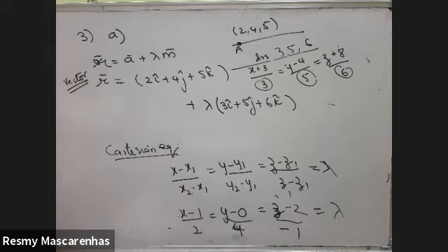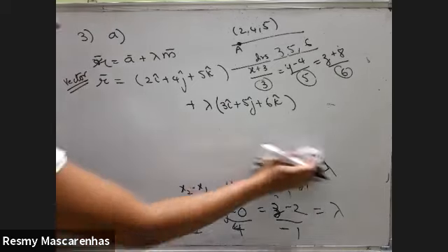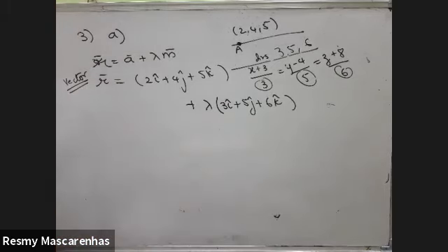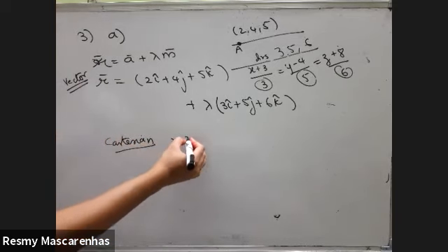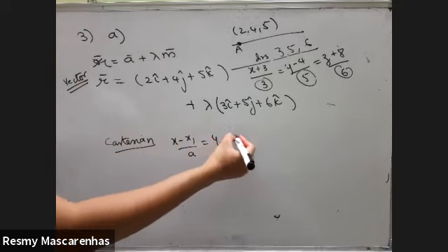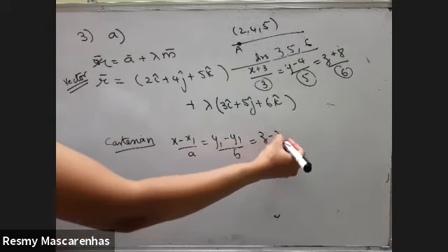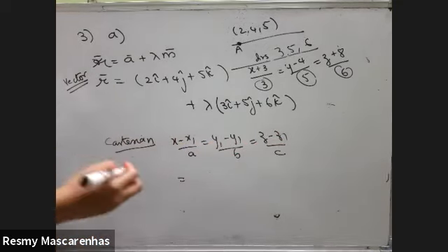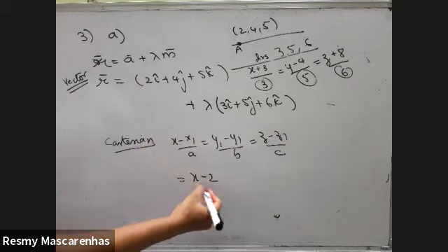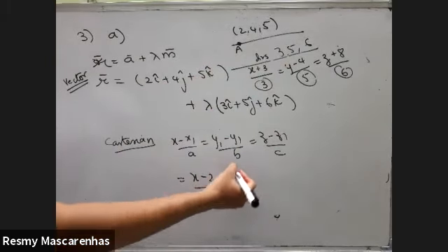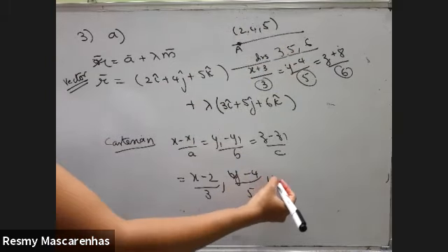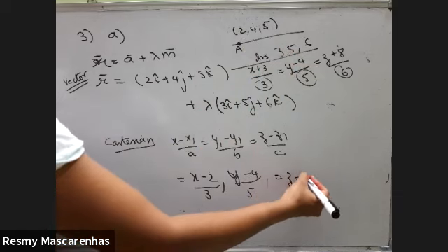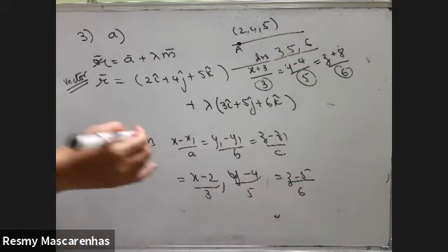Now find the Cartesian. That will be x minus the point 2 upon 3, y minus 4 upon 5. This is equal to, that's the answer.